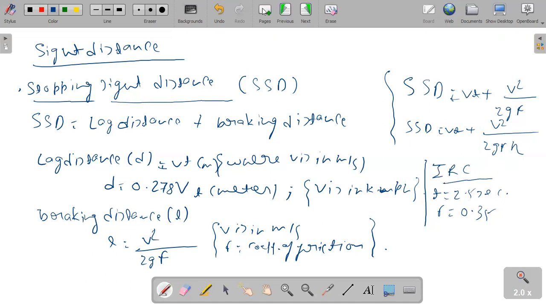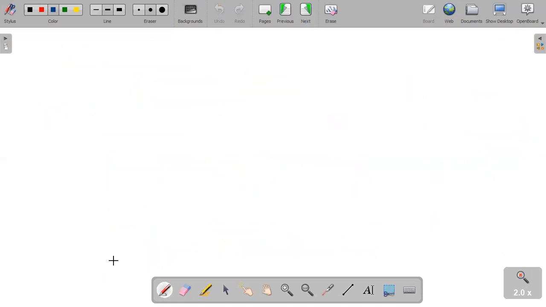Let's move forward to OSD, which is overtaking sight distance. Then we'll move on to intermediate sight distance. For right now we move to overtaking sight distance. Before going to overtaking sight distance, we want to do tables which will help you in solving numericals from SSD. There are one to two tables from SSD.